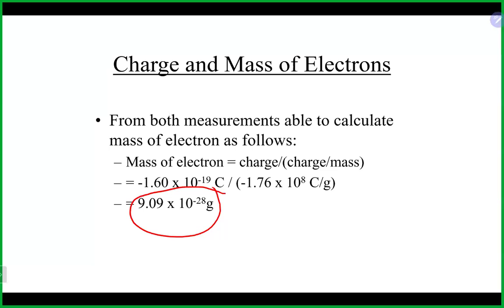By the way, 9.09 times 10 to the minus 28, is that a large or small number? It's a really small number, right? It's like 28 places to the left, adding 27 zeros. So it's a really small number in terms of the mass. Any questions so far? Okay, so these were two big experiments to help us understand the electron and ultimately lead us to hopefully a better understanding of the atom.